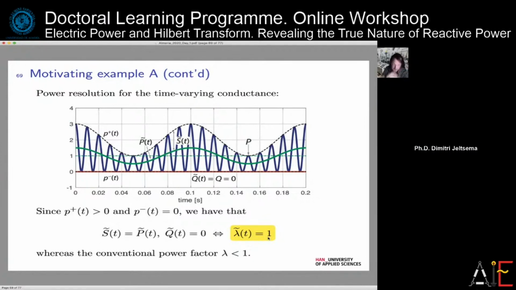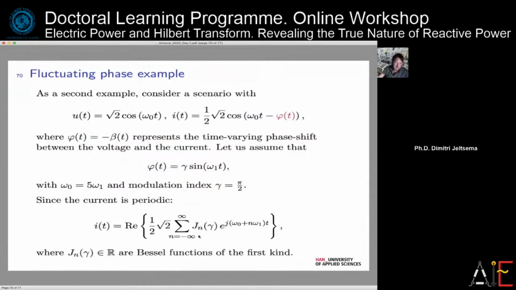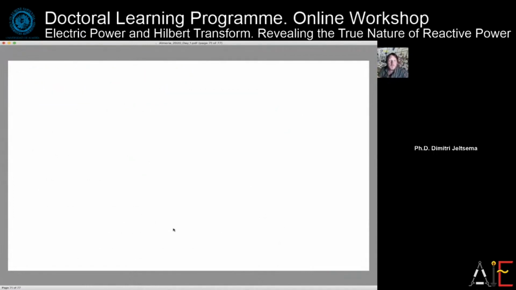It's nonsense in that sense. Here we don't have distortion power, and we have at least some resolution, right? Another example is a fluctuating phase. So I just have a sinusoidal voltage, and I have some device that shifts the current continuously. And here it is modulated like this, and you can actually show that this function is periodic, and you have to invoke this Bessel function of the first kind, but you just get a Fourier series, an infinite Fourier series actually. And what you see then is, this is the picture.